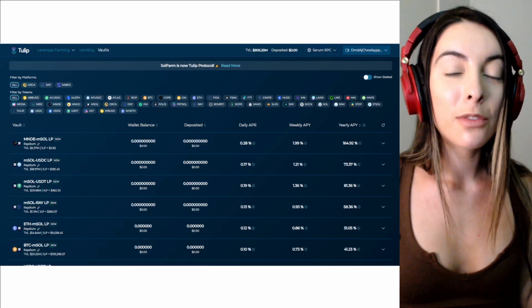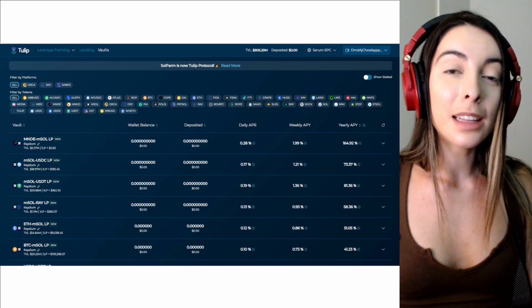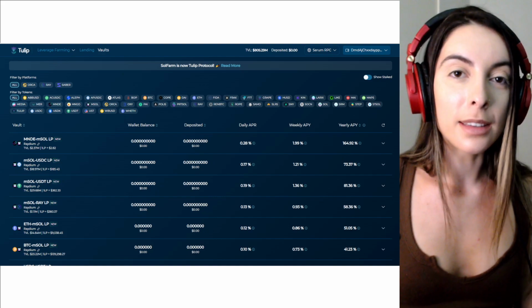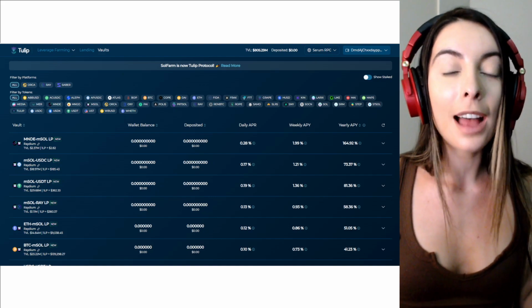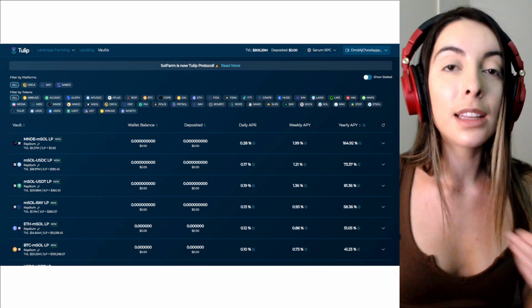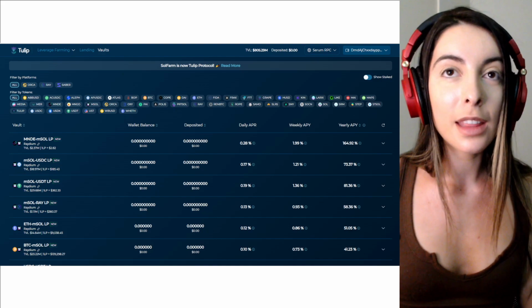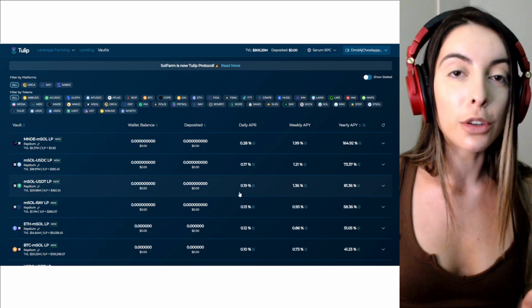Okay, so we're going to start with vaults. So what is a vault? A vault is a way that you can basically earn on your LP tokens. And what are LP tokens? LP tokens are where you supply liquidity through a decentralized exchange, and in return you get given these LP tokens, which you can then supply to the vault, and the vault will auto compound these LP tokens for you.